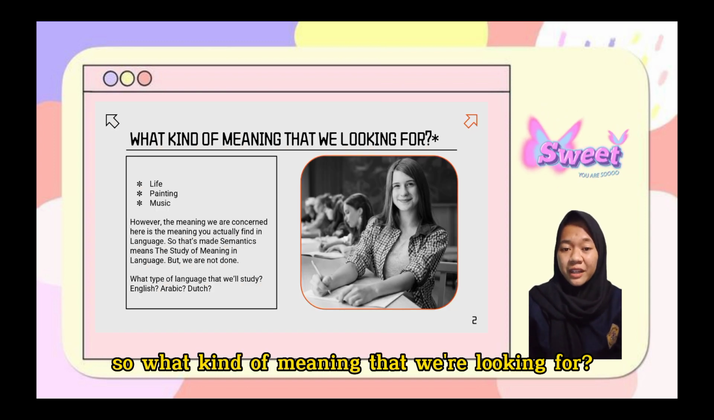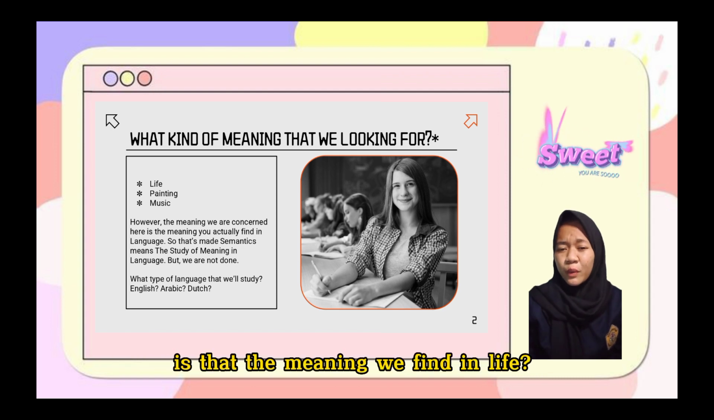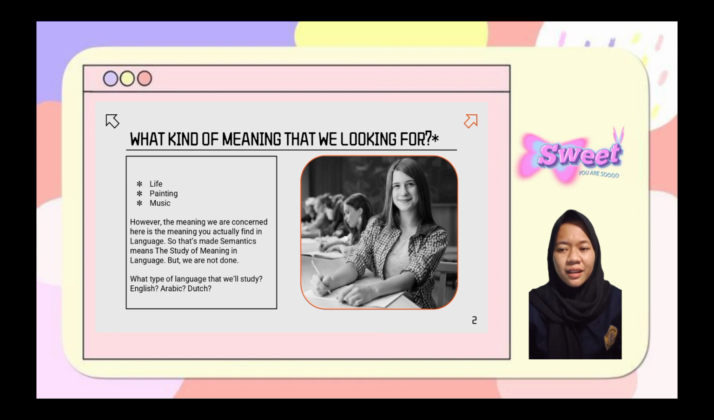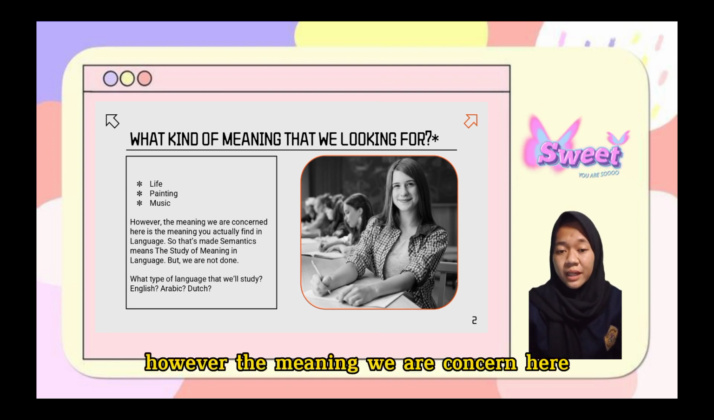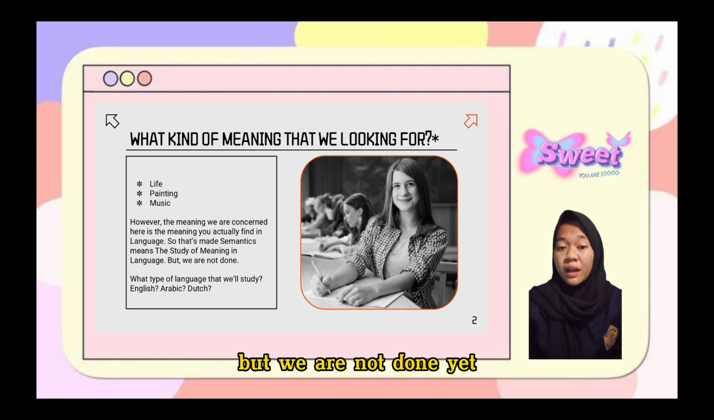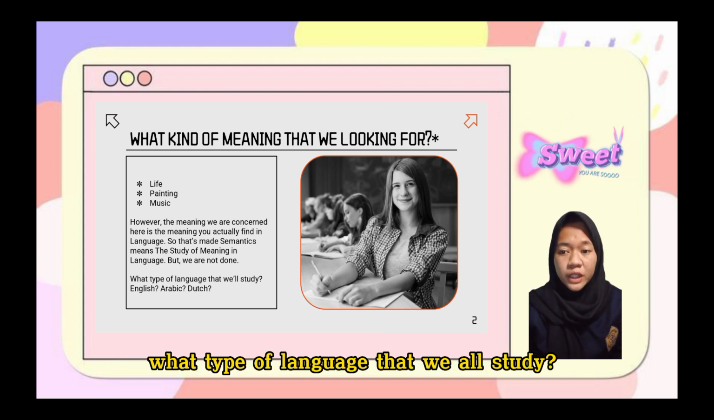So what kind of meaning are we looking for? Is it the meaning we find in life, or in painting, or in music? However, the meaning we are concerned with here is the meaning you actually find in language. But we are not done yet. What type of language will we study?